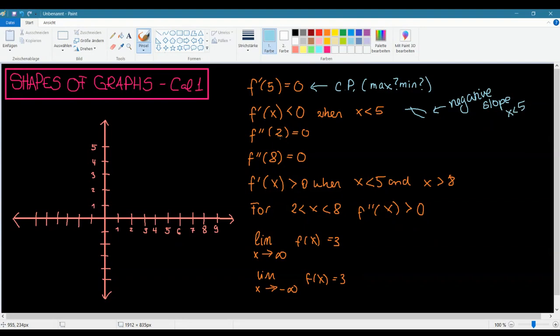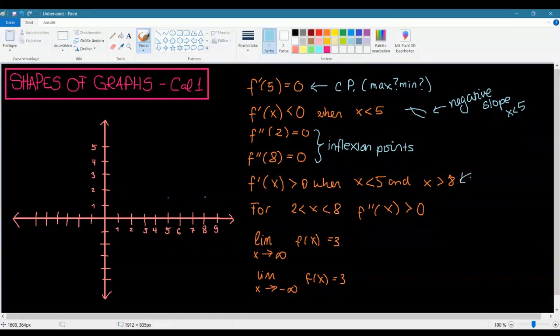Okay, what else do we know? We know that f double prime of 2 and 8 is 0, which means we have inflection points, which is where the concavity changes. So the next thing that we know is that f prime of x is greater than 0 when x is smaller than 5 and greater than 8. Well, that was the one where I had a little bit of confusion, but when you look at it, that means that between 5 and 8, it's going to be a negative slope of the tan line.